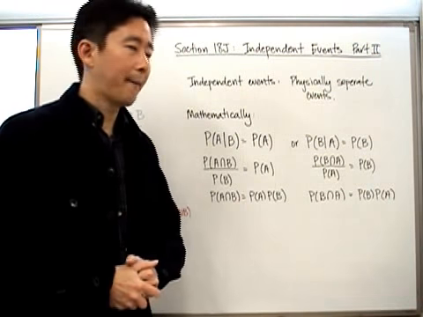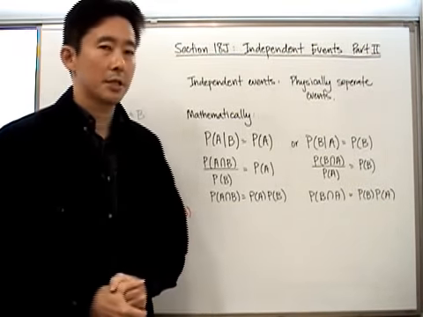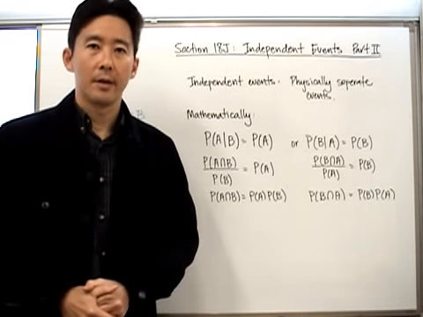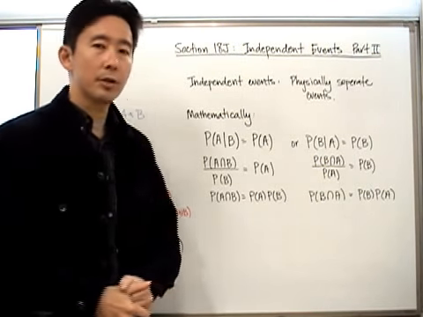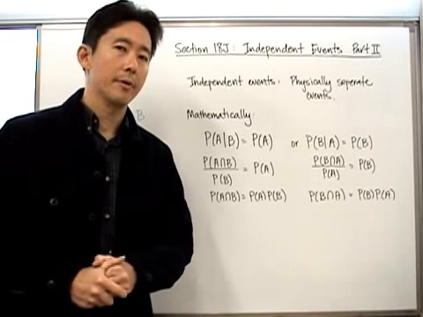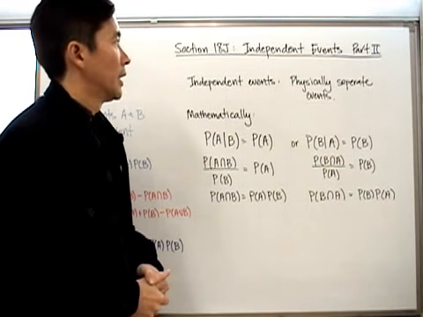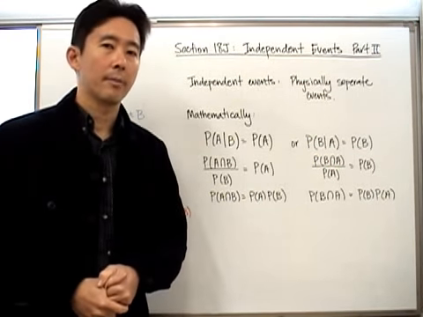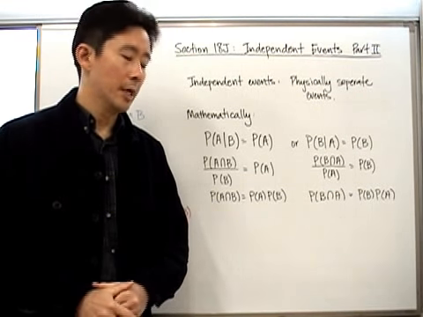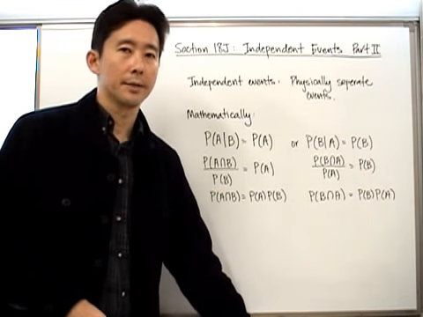Okay, hello everyone. What we're going to do is take a look at section 18J, which is Independent Events Part 2. The reason we're calling this Part 2 is because we now need to mathematically define what it means for two events to be independent.